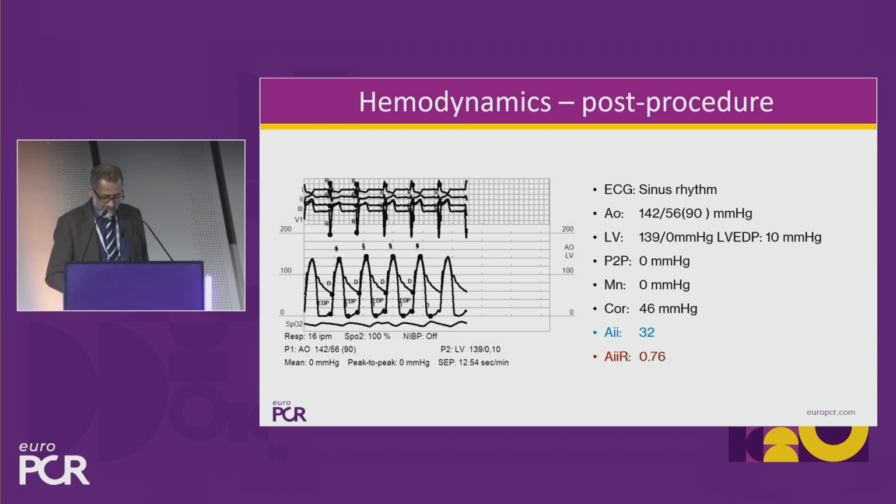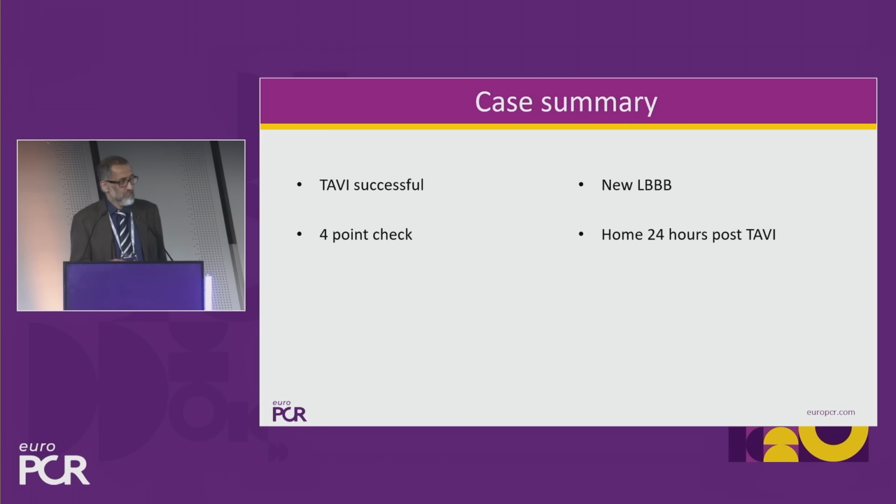We don't routinely calculate the AI ratio as long as the coronary perfusion is unchanged and the AI index is okay. So the TAVI was successful. All my patients get a 4-point check. So we're checking the ECG, we're checking the echo, we're checking the groin, and we're doing FAST. So I need to know they've not had a stroke on the table.